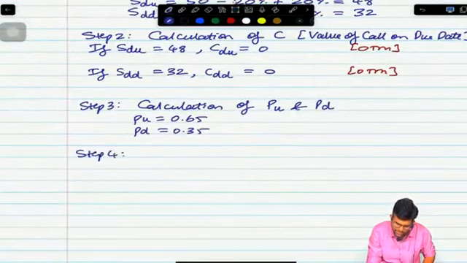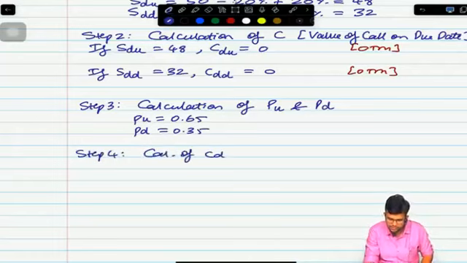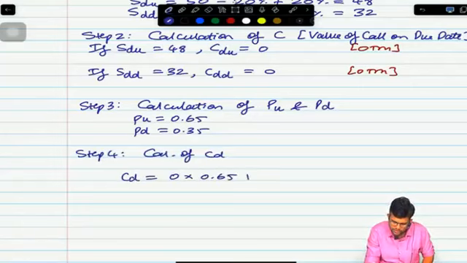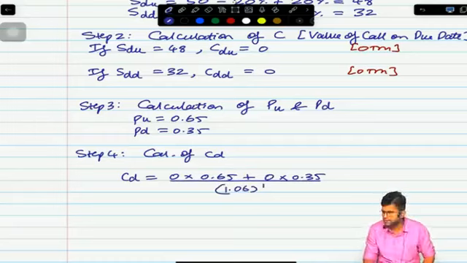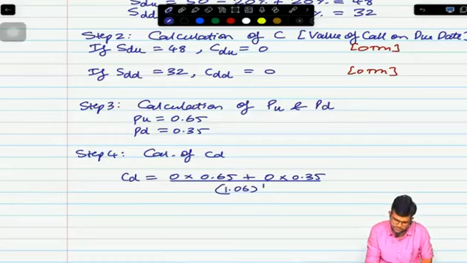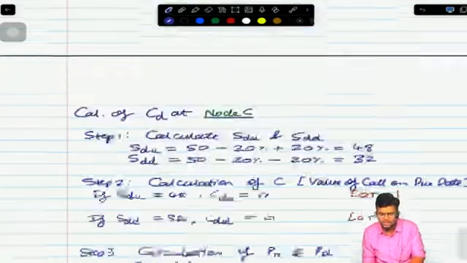Now our final step, calculation of CD, the great step. Can I say CD will be 0 into 0.65 plus 0 into 0.35, the whole upon 1.06 raised to 1? Don't pick up the calculator. Everyone clear? The answer is 0.